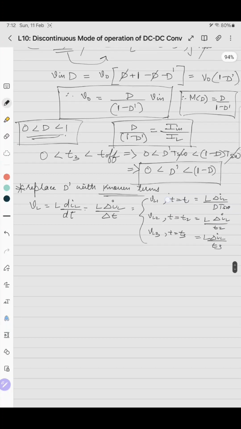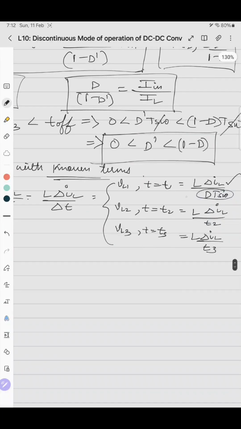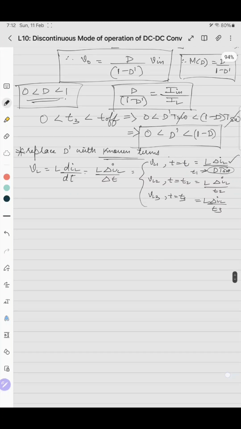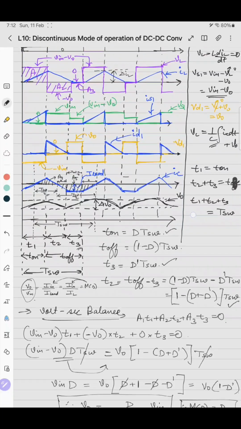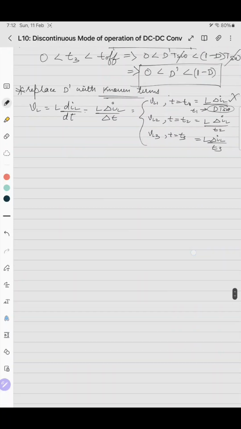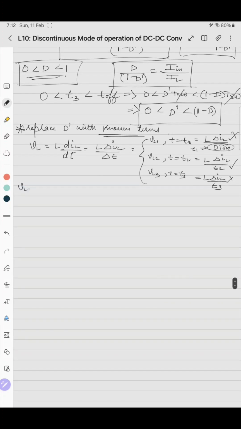Now T1 is known, D is known. So there is no meaning in writing in terms of T1, so we will not use this. Similarly, for T equals T3, VL is 0. The voltage across the inductor is 0, so there is no meaning in using this term. So we will use this term. We'll take VL2 equals L delta IL by T2.